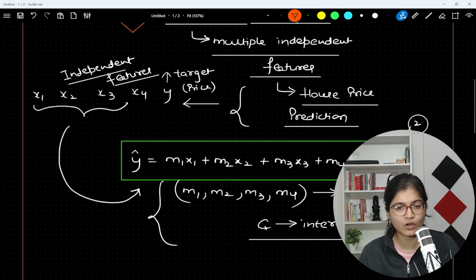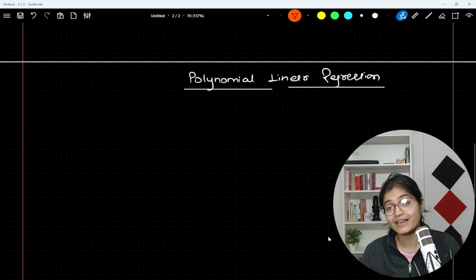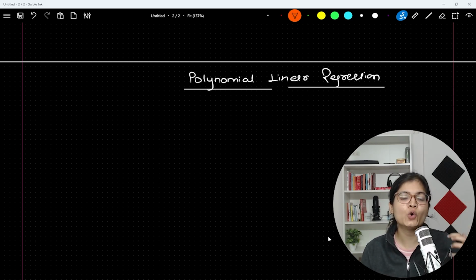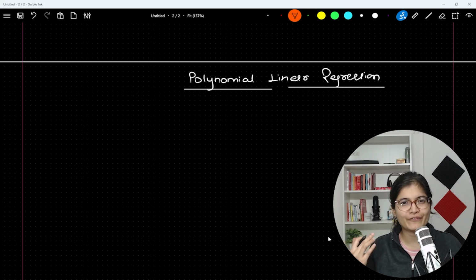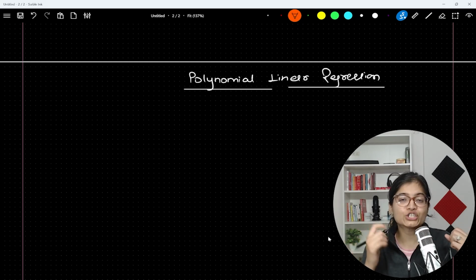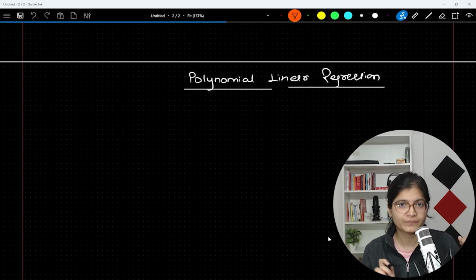Here the important concept we have to understand is: what if we have a non-linear relationship? It might be the case that we have some kind of data in which a linear line is not possible, right?